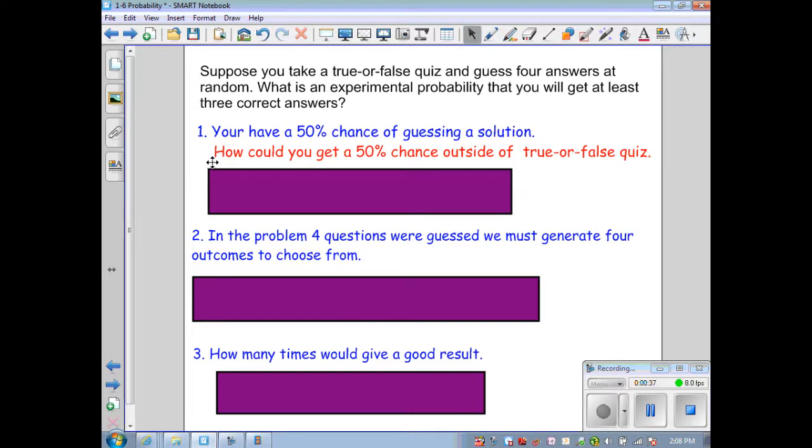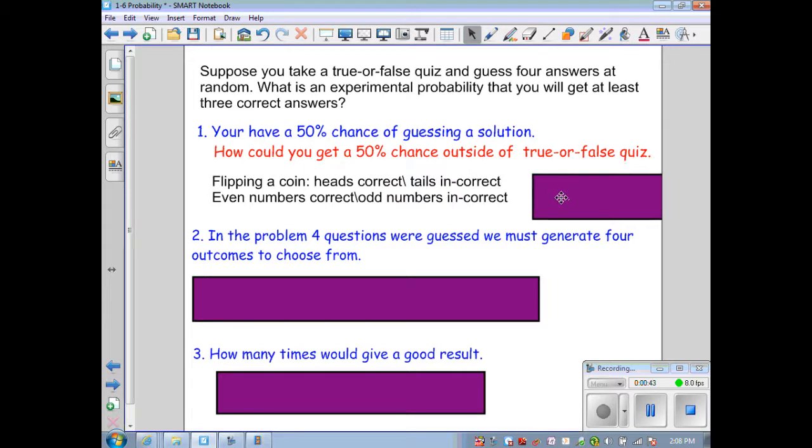Next, how could you get a 50% chance outside of a true-false quiz? Let's look at 2 examples. 1, I could flip a coin. And if I let heads be correct, then tails would be incorrect. So if I would flip heads, heads, heads, tails, I would then get a solution of 3 correct in a row and then a false. But I would have to try that many times. We could also let even numbers be correct, or we could let odd numbers be incorrect. And again, I could just generate sets of 4 numbers and see which ones are even and odd, and then determine how many are correct.